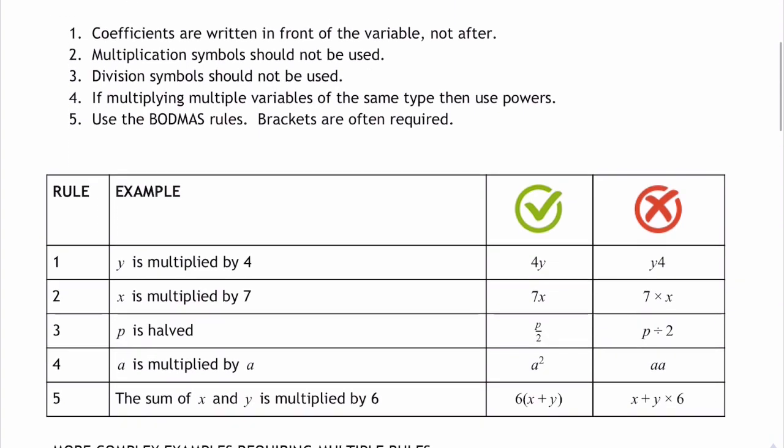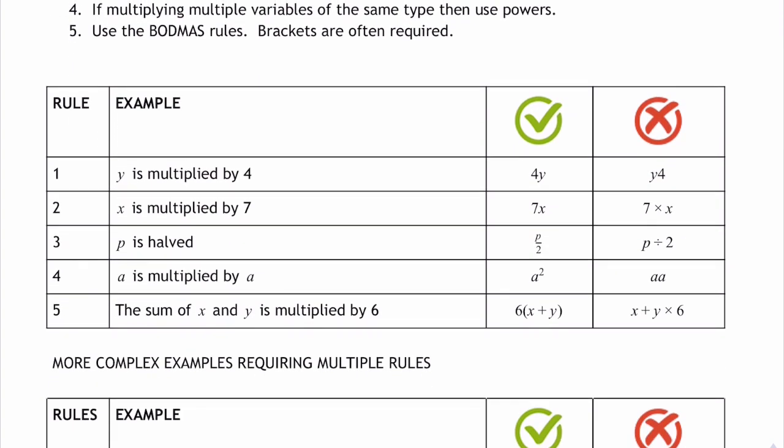So let's get straight into these examples. Number 1, we've got that y is multiplied by 4. The correct answer is 4y, but this one over here, y4, why is that not correct? It's not correct because the 4, the coefficient, must be placed in front of the variable. For the second one, we've got x is multiplied by 7. Again, the correct answer is 7x, the incorrect answer is 7 multiplied by x. And if we look at rule number 2, we don't use the multiplication sign. So 7 multiplied by x is incorrect.